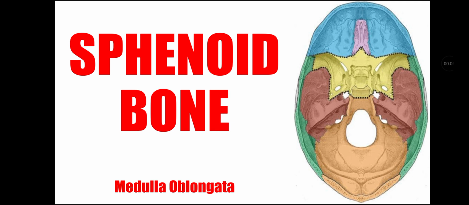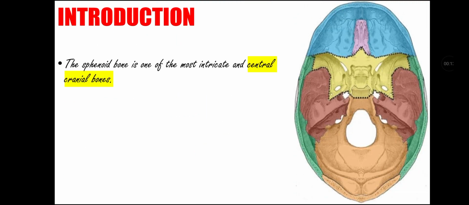And here at the side you can see the diagrammatic representation of cranial cavity showing sphenoid bone in yellow color. So let's start our topic with introduction.